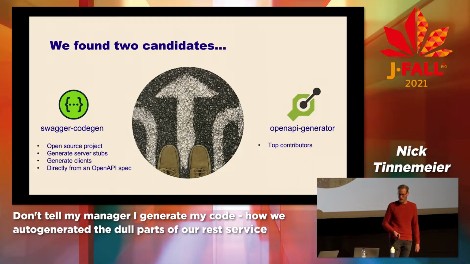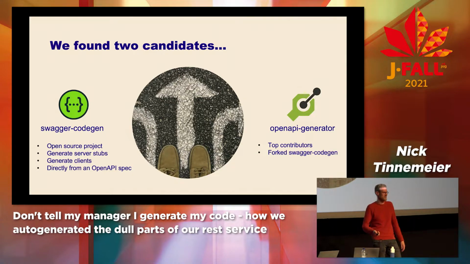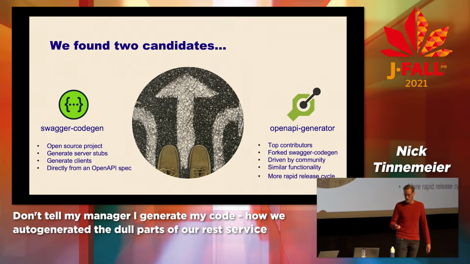It's like a soap opera, because the top contributors of the Swagger CodeGen project didn't really like where this whole Swagger thing was going. So they kind of defected, and they just forked the Swagger CodeGen project. And now it's a project that's driven by the community, which has similar functionality as the Swagger CodeGen project, but has a more rapid release cycle.